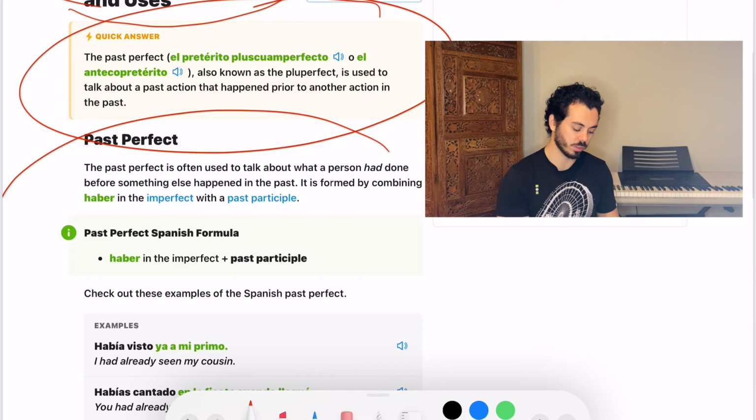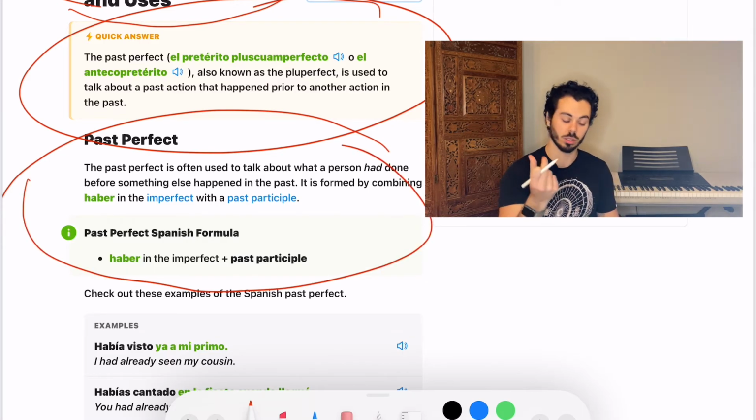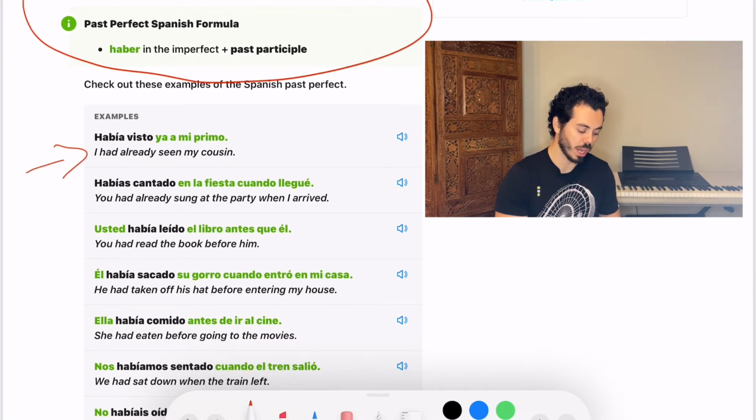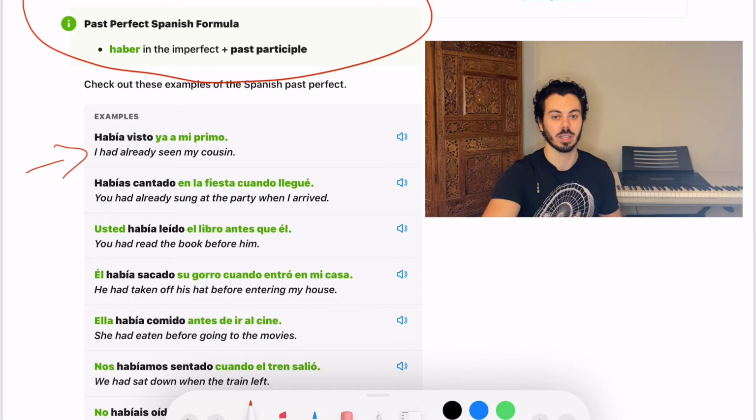So here it gives you haber in the imperfect and the past participle. It gives you the formula. These formulas are awesome. And here are some examples. So "había visto ya a mi primo" is the first one. I would add something else after it. "Había visto ya a mi primo." So, I had already seen my cousin before this happened. So it's a little bit of a short sentence.